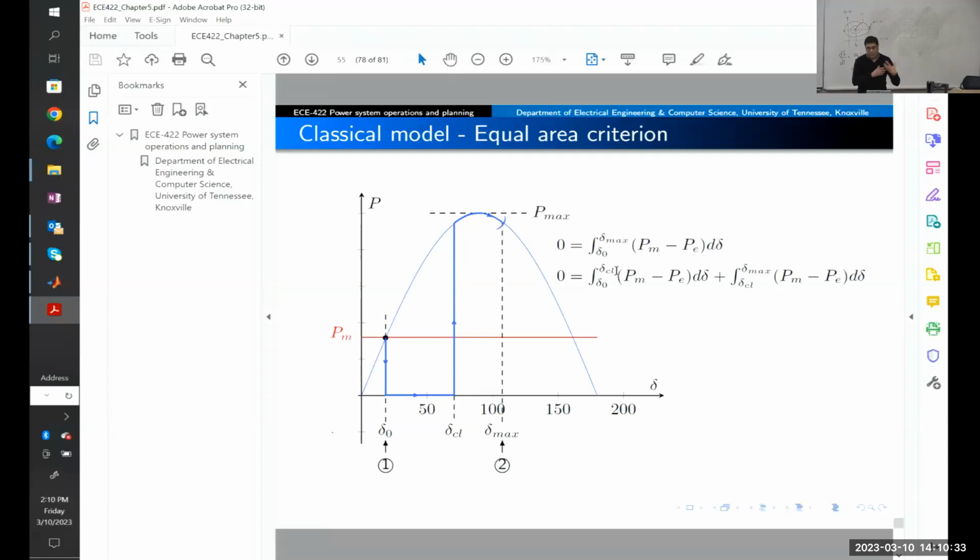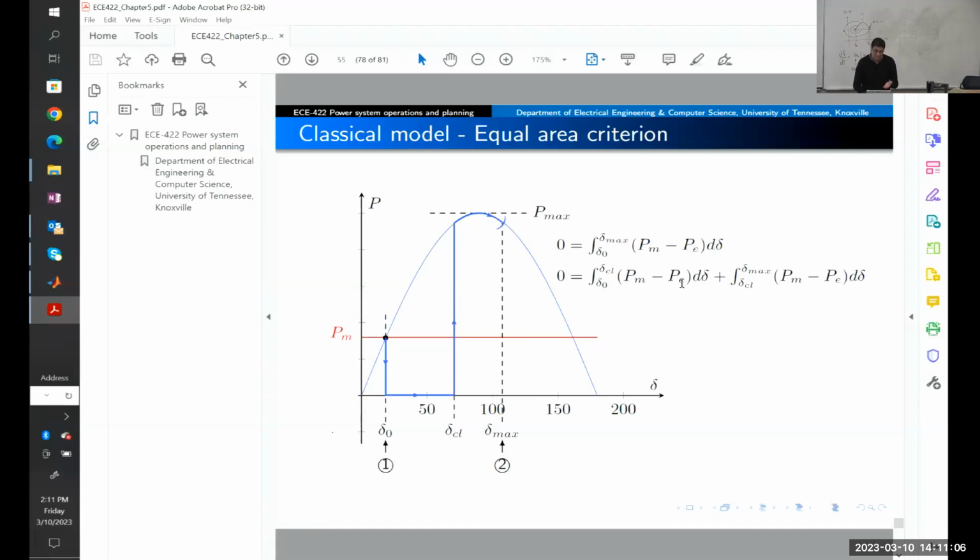So this is the integral we got before, the integral of the accelerating power between point 1, the equilibrium point, and the maximum angle. But this integral can be split in 2 parts. We can first take the integral from delta 0 to the clearing angle, which is here. This is when we clear the fault, plus the integral from the clearing angle to the maximum angle, which is the second part. PM is greater than PE.